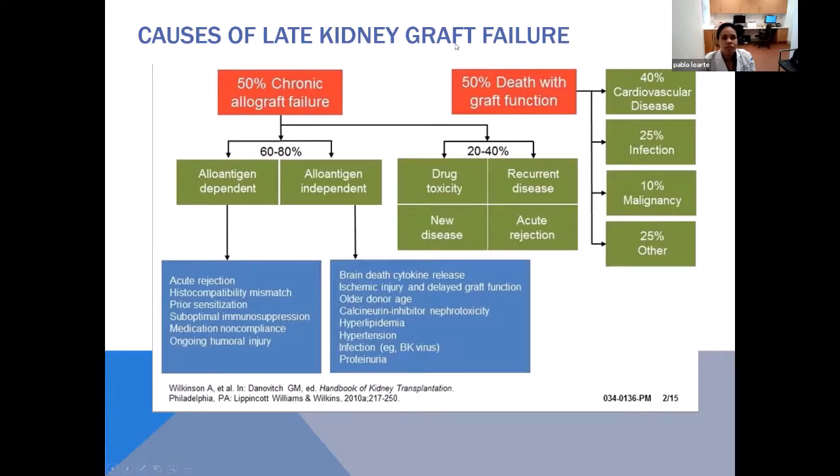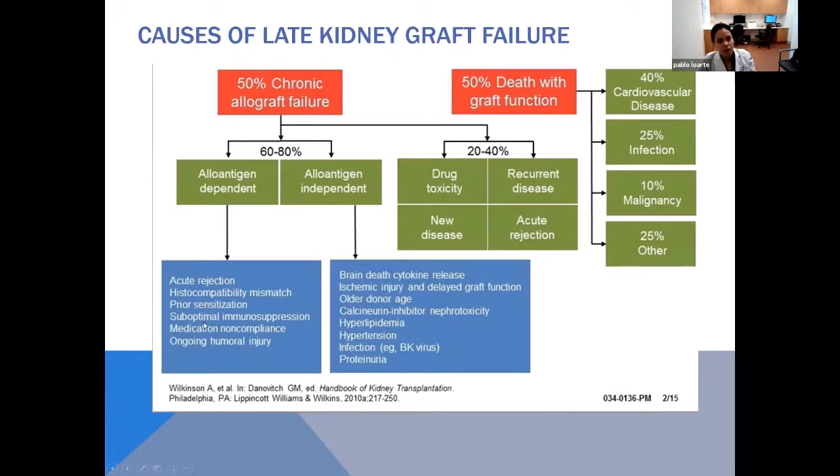But when it comes to late graft failure, this can be alloantigen dependent or alloantigen independent. Alloantigen dependent has to do with rejection. If they have prior sensitization, there may be suboptimal immunosuppression. The patient may be non-compliant with their medication, or maybe just a higher risk patient who has ongoing humoral injury. All of this will contribute to late graft rejection, chronic rejection, which we don't do very well with, and which does not respond to treatment very well.